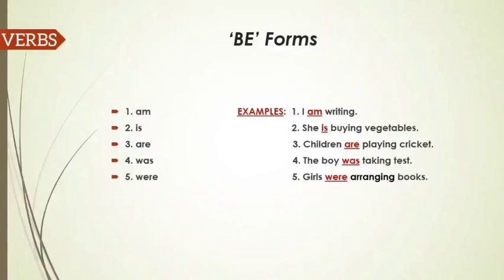Be form. Am, is, are, was, were. I am writing. She is buying vegetables. Children are playing cricket. The boy was taking a test. Girls were arranging books. So all these underlined and red words, you can understand, are the be forms or be auxiliaries. You can make more sentences of your choice. Was and were are past forms, whereas am and is are present forms. Sometimes we think about shall be and will be, but it is better to discard those.